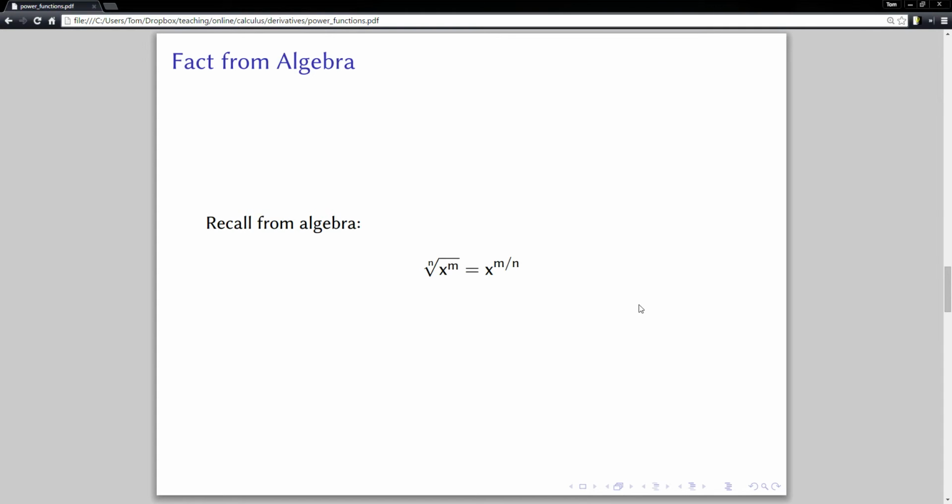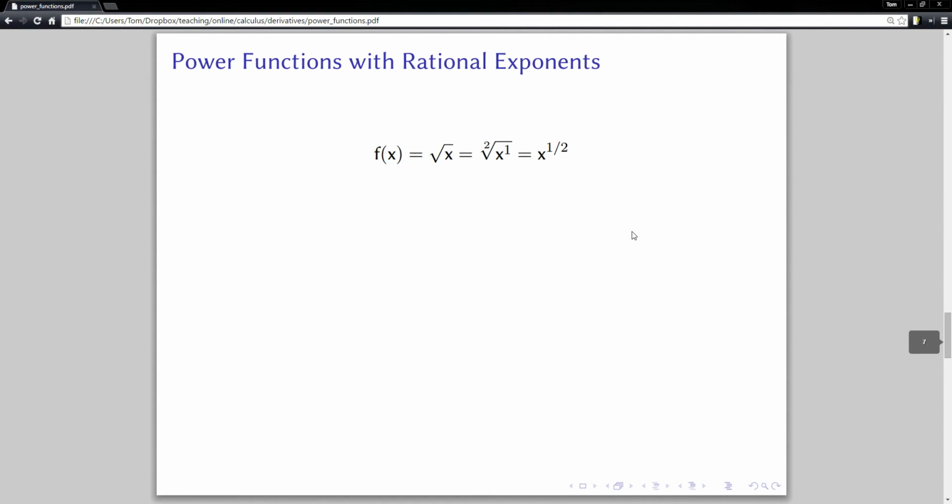Some other functions might not look like power functions at first, but actually are when you have roots in your function. So the nth root of x to the m can be rewritten as x to the m divided by n power. So in other words, square root functions that look like this are actually power functions too. They are just power functions where you can have a fractional exponent. So let's take a look at some examples that look like that, and we'll go over these in a little bit more detail.